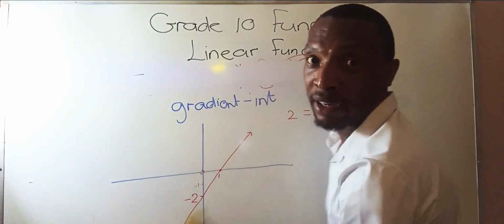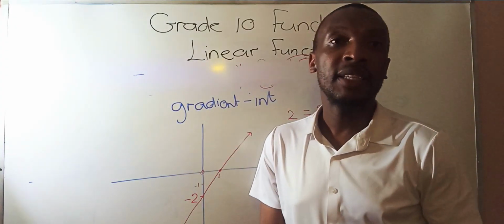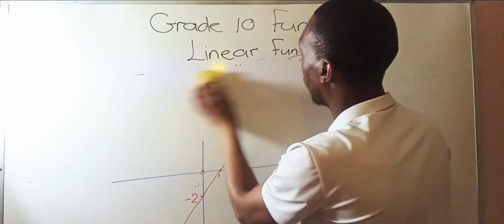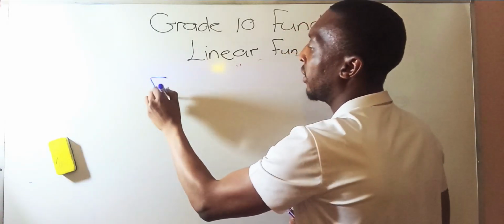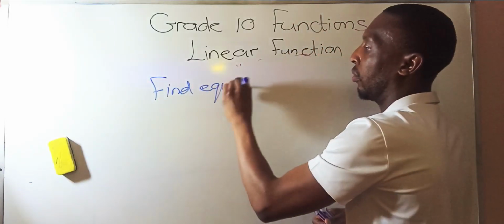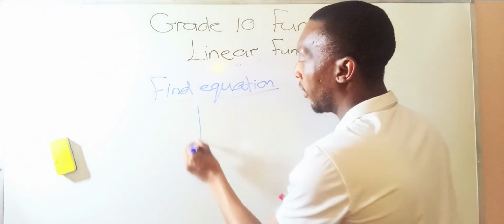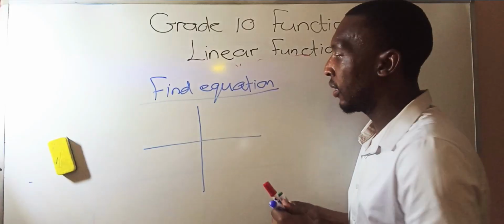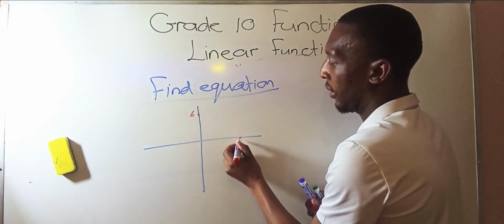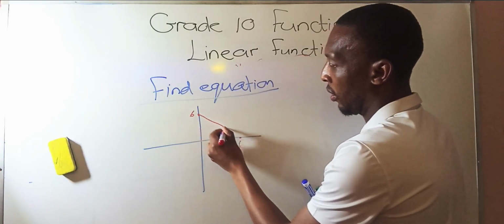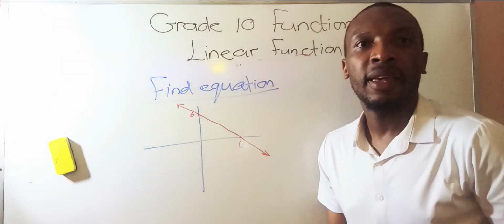Now, the other thing that they might ask you is they might sketch a graph for you and say, give us the equation, so find the equation. For example, let's say they give you a graph that goes through 6 on the x-axis and 6 on the y-axis, sketched for you, and they say, give us the equation.